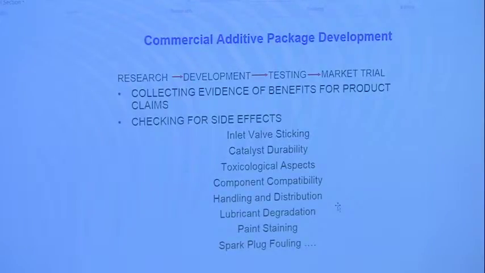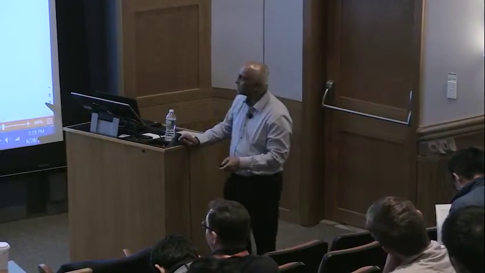But this is the most important thing. You have to check for all kinds of side effects, including things like paint staining and toxicological impacts, obviously. And this takes a lot of work. Nowadays what the oil companies say to additive companies is, look, if you want to sell it, you bring evidence for all of these things. Otherwise, eventually they will also do their own testing quite often to make sure that whatever they send out in the market is not going to be bad.